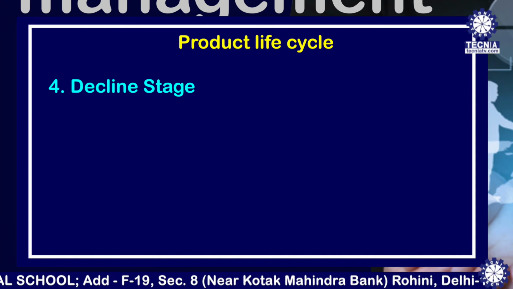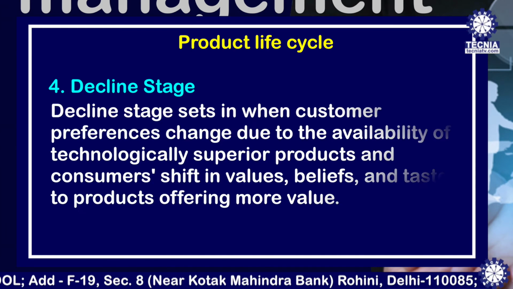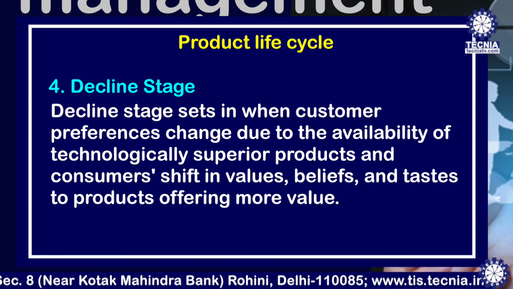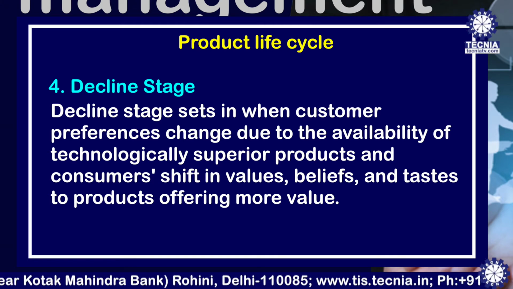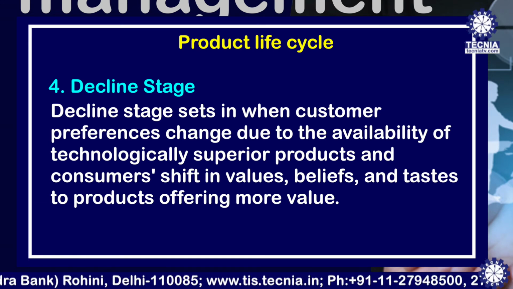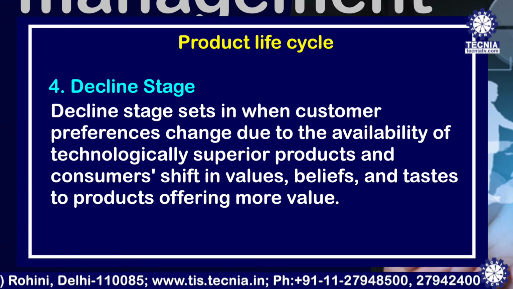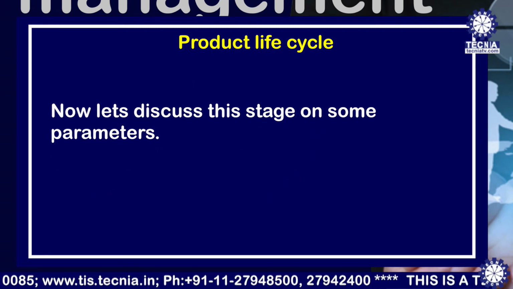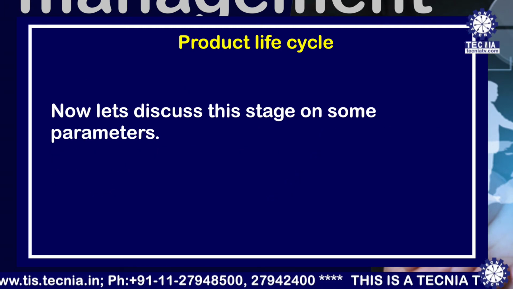Number 4, declining stage. The declining stage sets in when customer preferences change due to availability of technologically superior products and consumer shifts in values, beliefs and tastes to the products offering more values. Now, let's discuss these stages on some parameters.